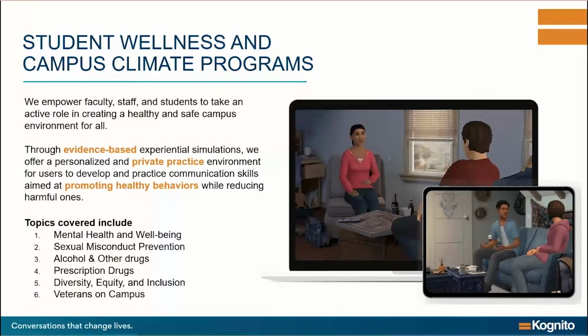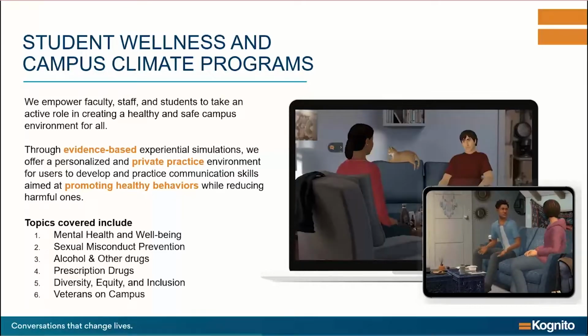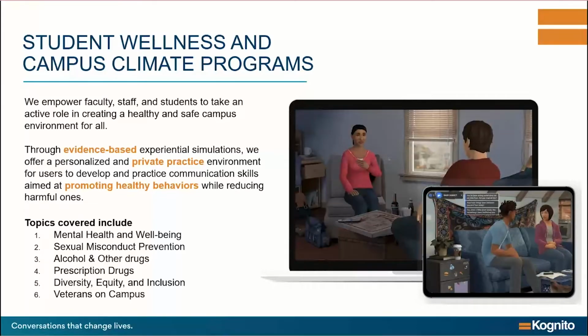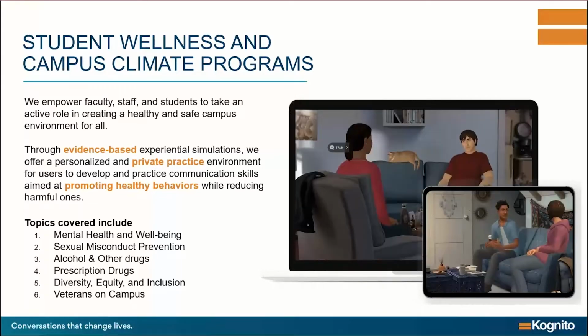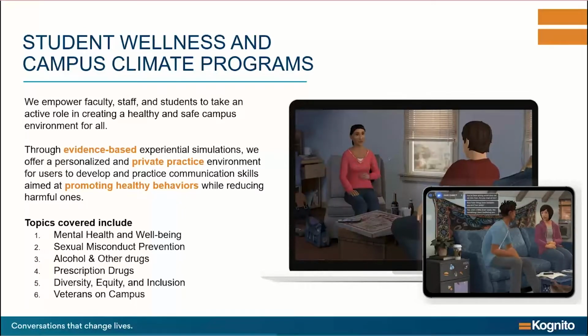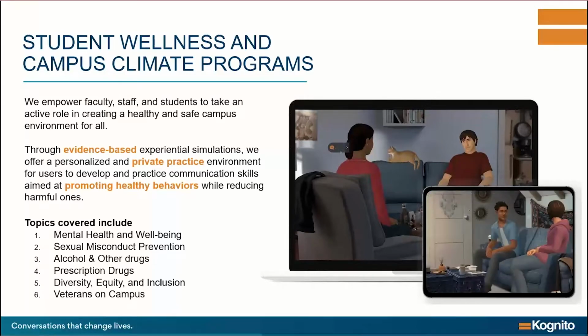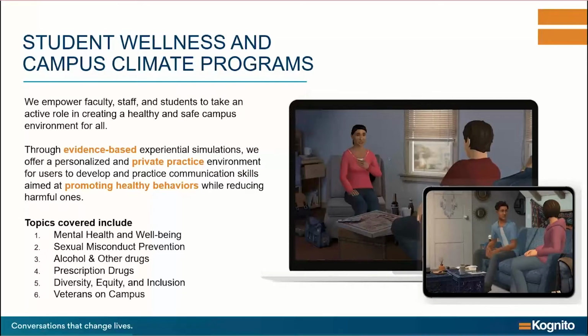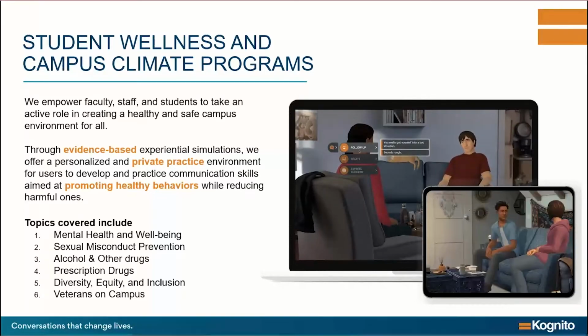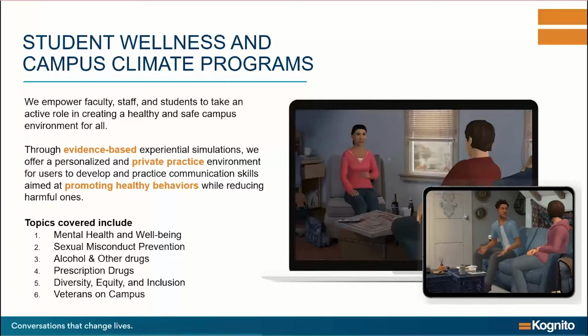So one thing you will notice about Kognito's products and our training programs is that it's evidence-based experiential simulations. And the beauty of it is that it's offering those personalized and private practice opportunities to upskill in the areas of communication. And it's aimed at promoting healthy behaviors and reducing harmful ones. And so using that platform, we started with mental health and well-being and actually originated with the Virginia Tech shootings for those that remember that.